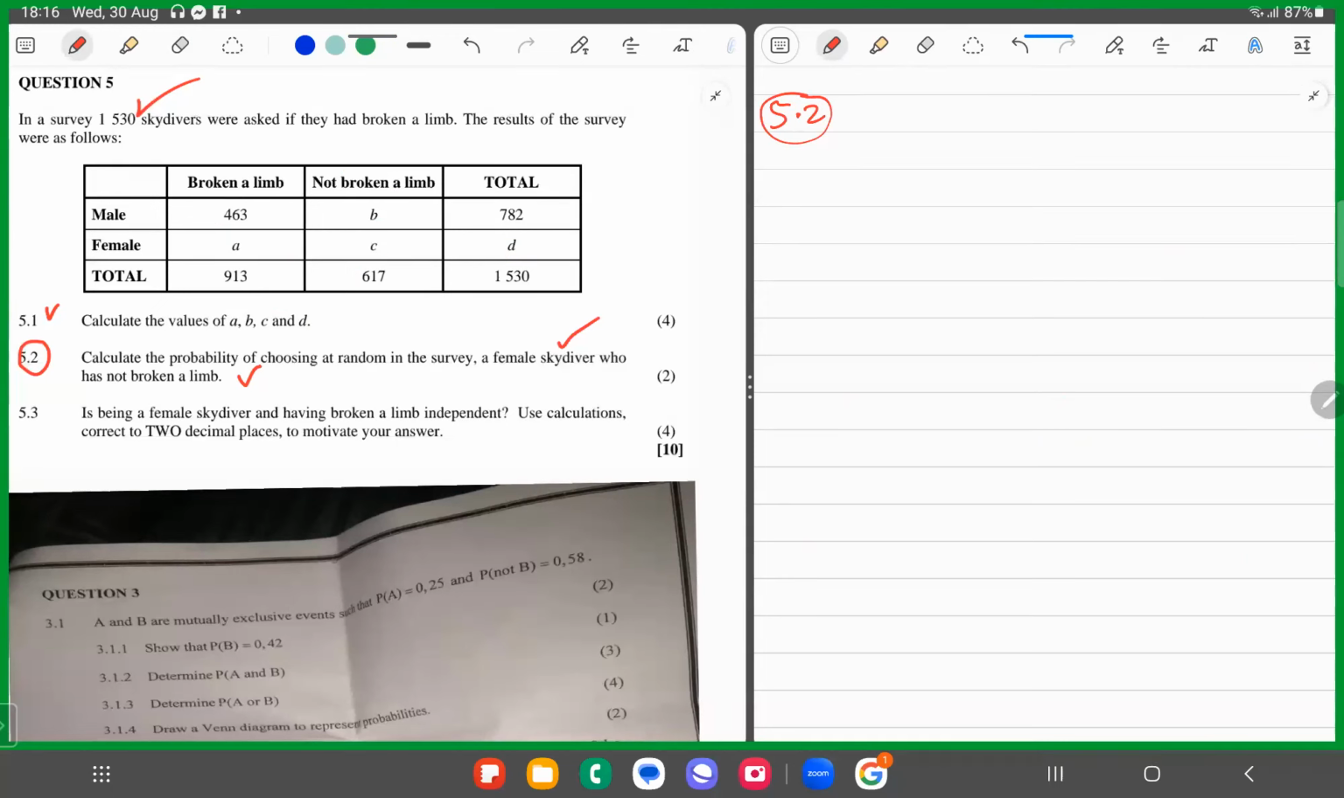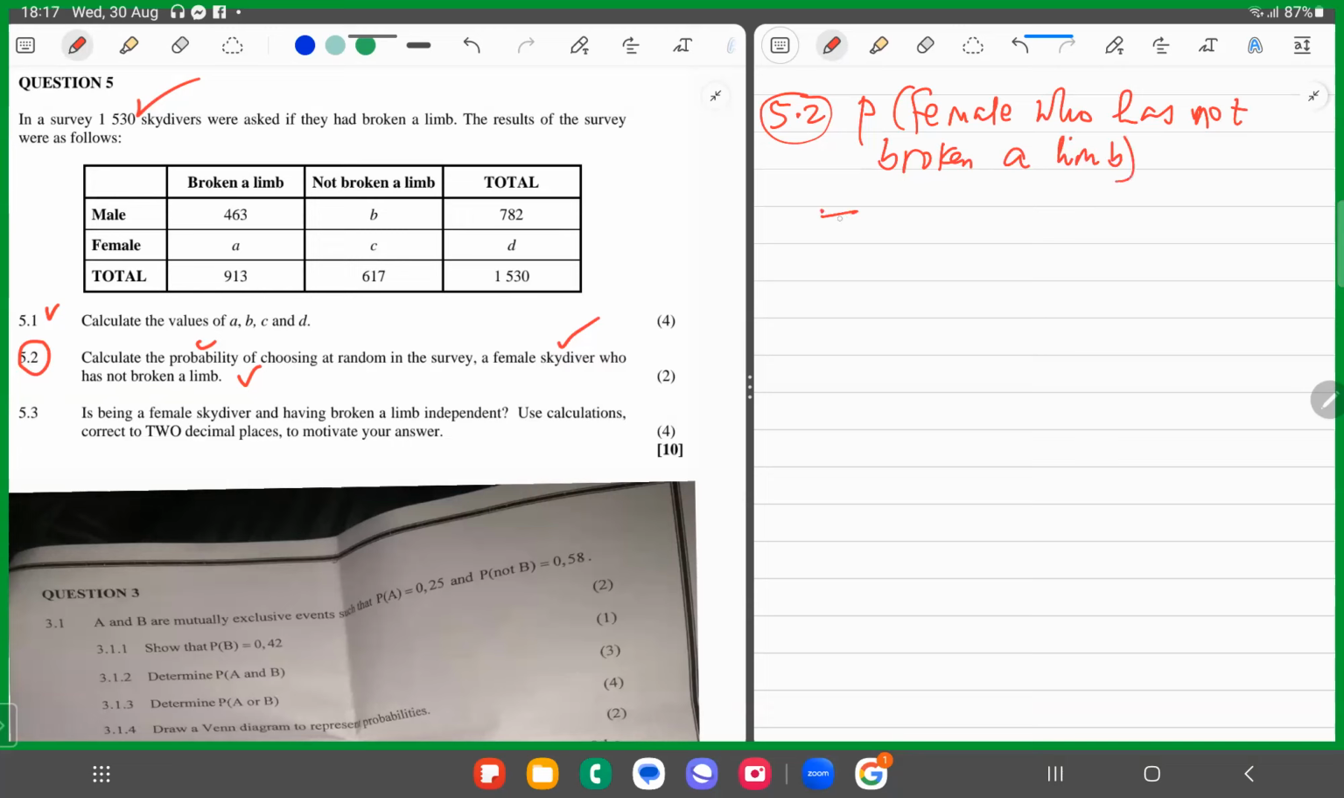Right, so we look at 5.2. Calculate the probability of choosing at random in the survey a female skydiver who has not broken a limb. Right, so at this point, we need to think about this. We need to find the probability of a female skydiver who has not broken a limb.